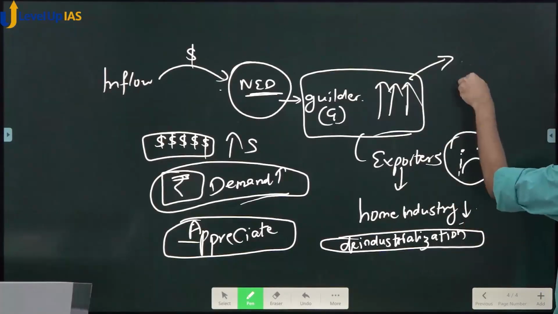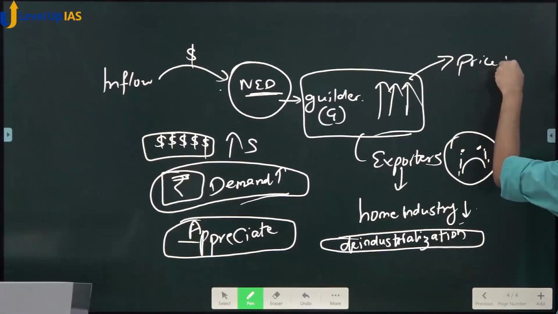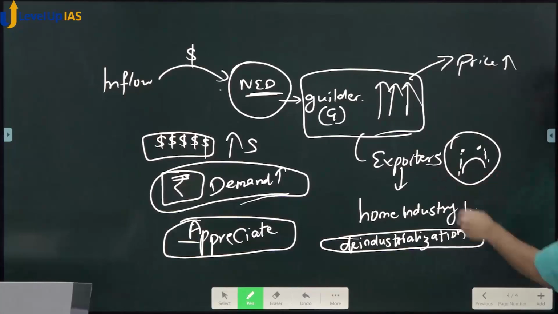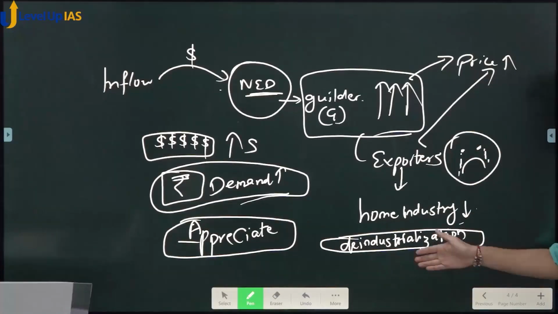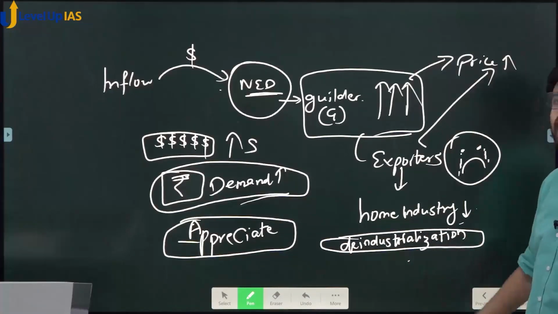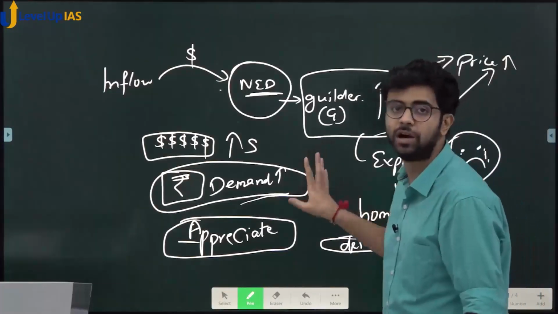The price of exporters' goods increases. Yes or no? When the Gilder appreciates, exporters' goods prices increase, and exporters become sad. Home industry suffers and deindustrialization happens. I hope you are able to get this. This is called Dutch disease.